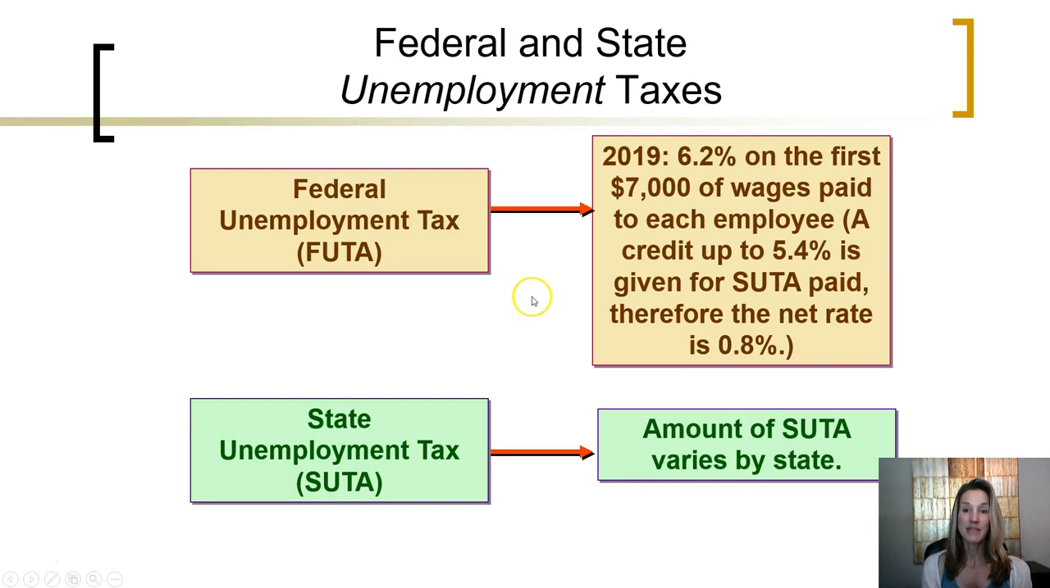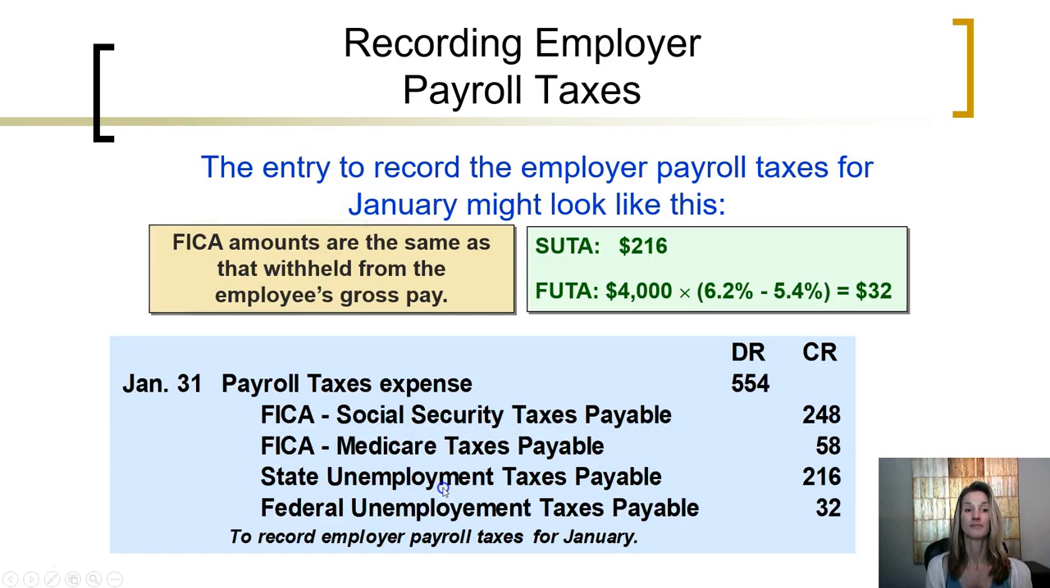The federal unemployment tax, as of 2019, is 6.2% of the first $7,000 of wages earned by each employee. There is a federal unemployment credit, but that's beyond the scope of this course. The state unemployment tax will vary by the state. Every state has different unemployment tax rates and rules. All amounts that the company owes related to payroll are recorded as liabilities.